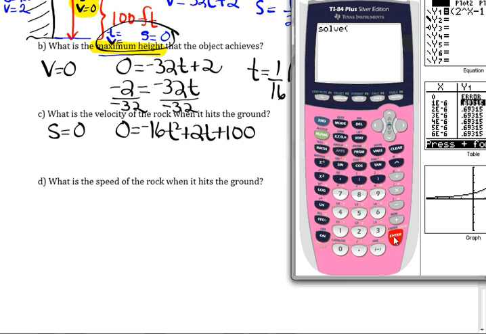So I want to solve this equation for 0. I could have factored it, but since I'm using the calculator, why bother? And so I'm going to type it in. It's negative 16. And I don't want to use t's because then I got to go alpha t, so I'm going to go x. It doesn't matter. Plus 2x, they're dummy variables, plus 100.